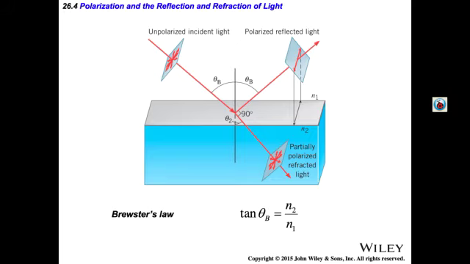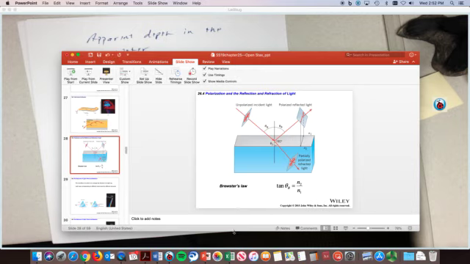Okay, Bruce, I don't think I gave you any problems on it though. But Brewster's law is tangent of theta B equals N2 over N1. I think we should probably practice a problem or two. And we should probably stop this silliness.